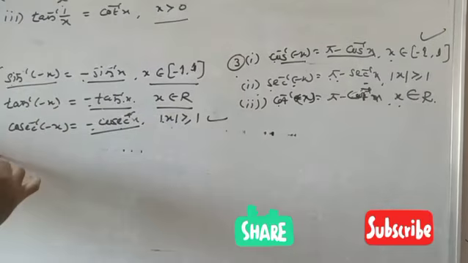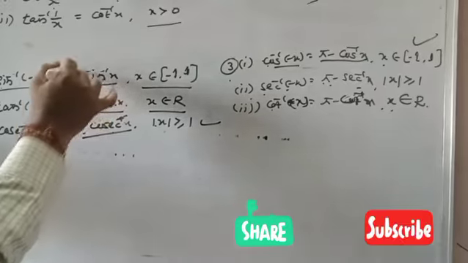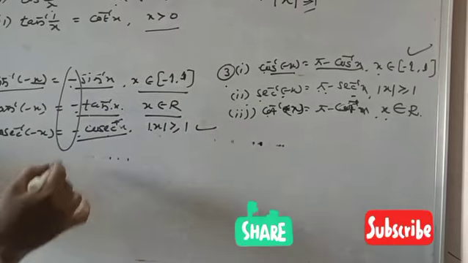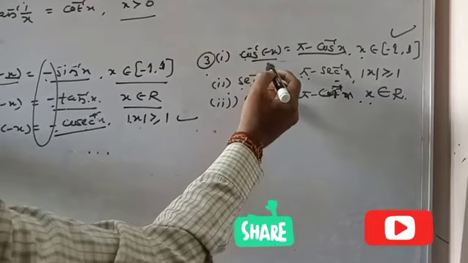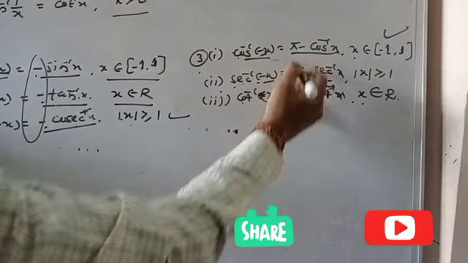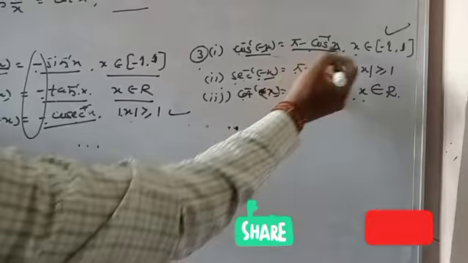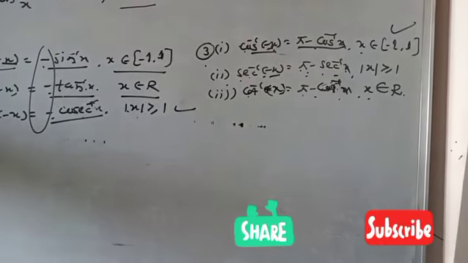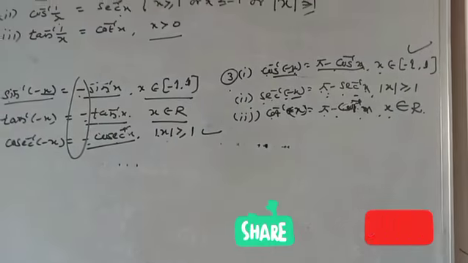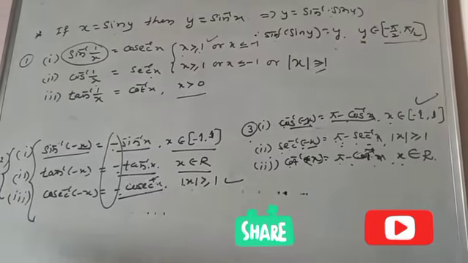Here, for these three with minus x, it becomes minus of sine inverse x, minus tan inverse x, minus cosec inverse x. But for the remaining three, cos, sec and cot inverse, when minus x is given, we have to write pi for all: pi minus cos inverse x, pi minus sec inverse x, pi minus cot inverse x. So these are three important properties of inverse trigonometric functions.